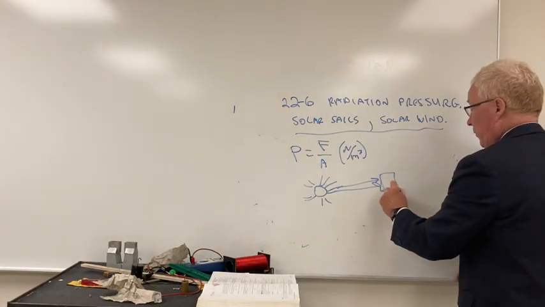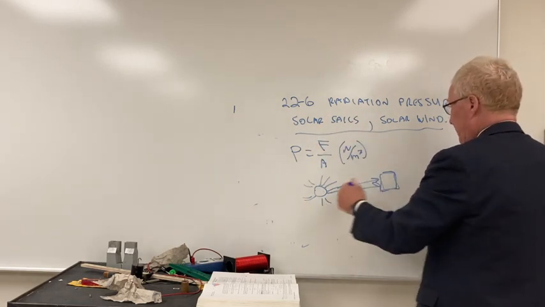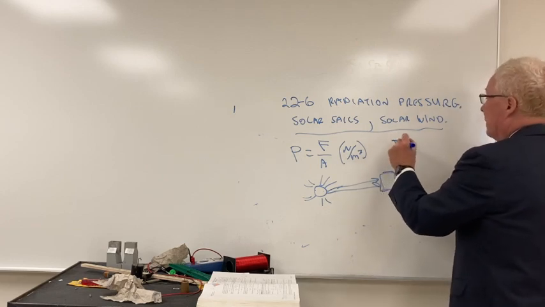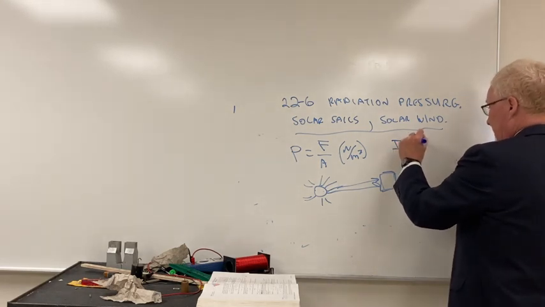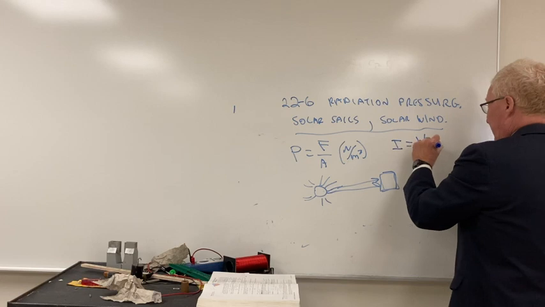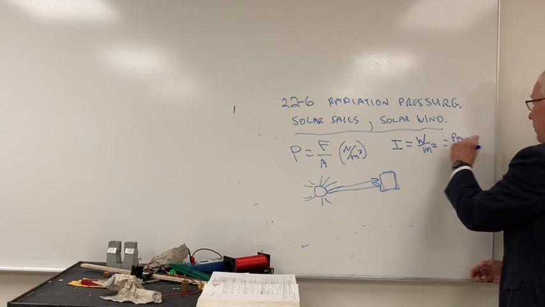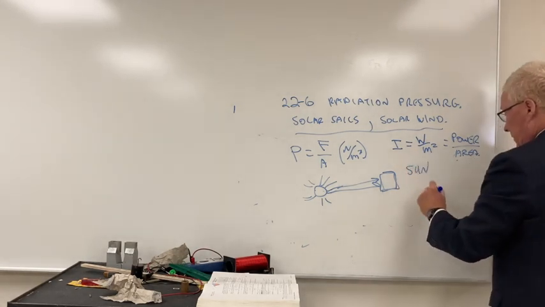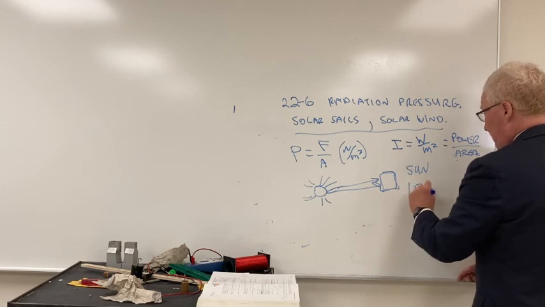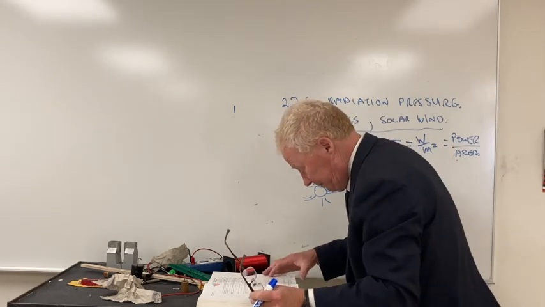So, but before I get to that part, the intensity of sunlight, right? The intensity of sunlight is given in units of watts per meter squared. So it's how much power over area. Now the sun, just approximately, emits a power of about 10 to the 26th watts. All right?